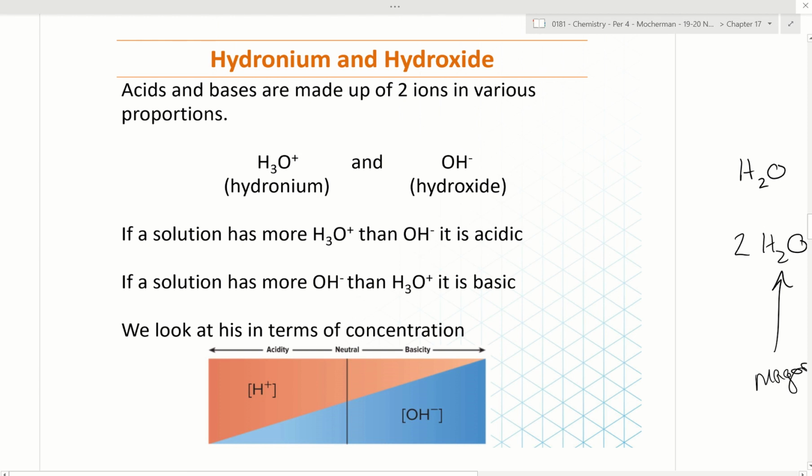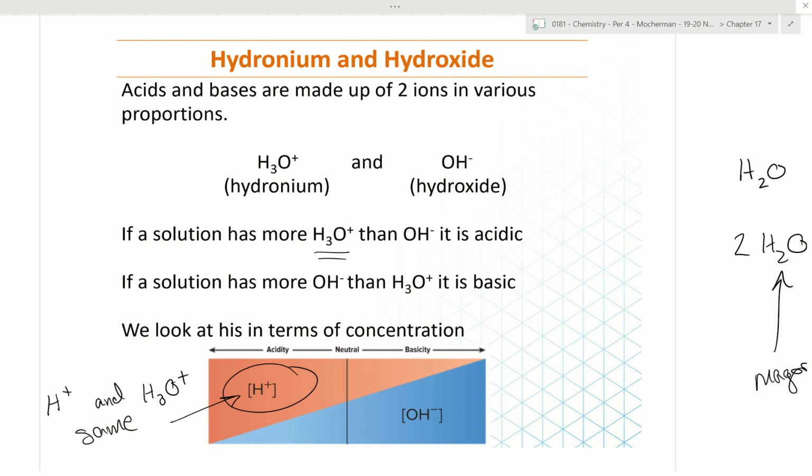So if it's got the same number of hydroniums and hydroxides in the solution, we're going to say the solution is neutral, like normal water. However, if the solution has more hydronium than hydroxide, we're going to say that it's acidic. So it's going to be in this category here. Now this is showing H+. H+ and H3O+ are the same thing. Those are two different ways to write the same thing. So if you see H+, you could call it hydronium. If you see H3O+, you can call it hydronium. It just gets annoying writing H3O+ all the time, so we just say OH- and H+.